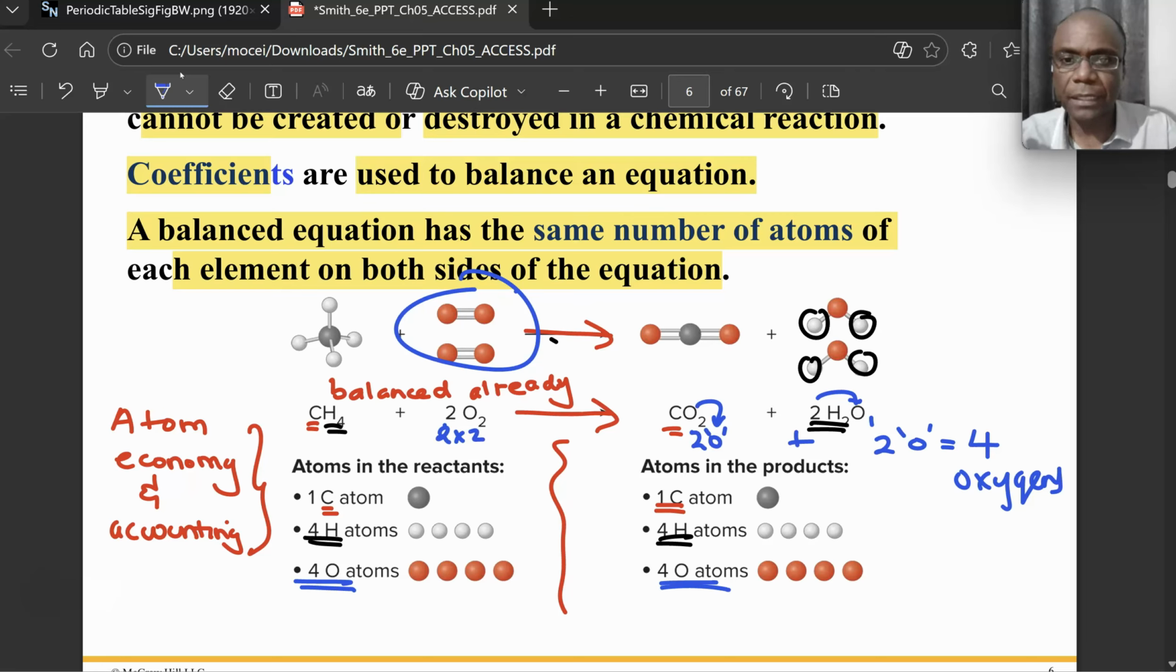That equation is balanced. Again, these numbers before the molecules are what we call the leading coefficients. They help us to balance it. Color code is used so you can tell. If you're looking at the black ball, that's a carbon. These white ones are hydrogens. And then the red ones are oxygens.